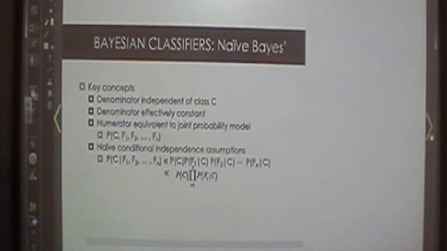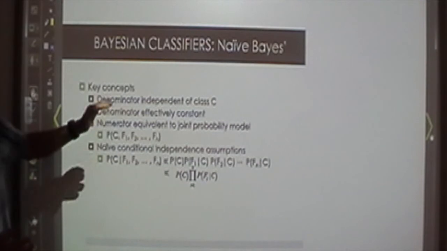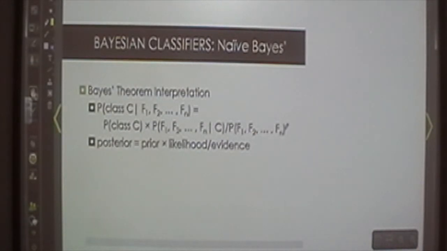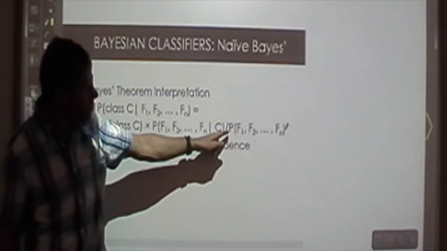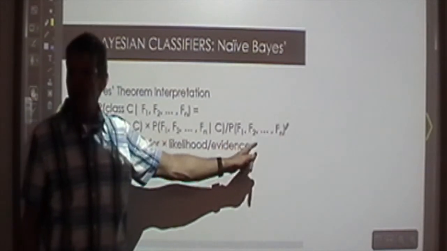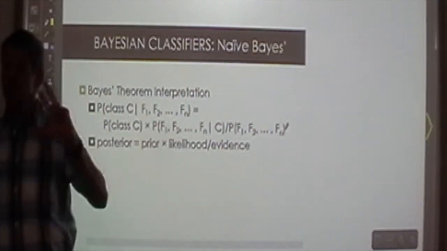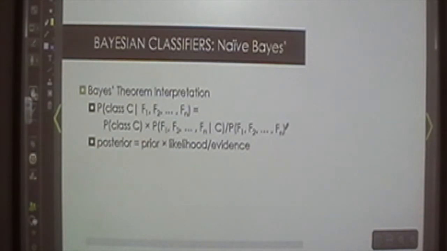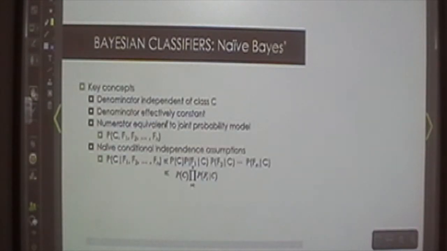So the key concepts here. If we go back, notice that the evidence is completely independent of the class. Notice this division on the bottom is the probability of obtaining feature one, feature two, up through the values for each of the features. There's no dependency there on the class that you're looking at. So in essence, that denominator is constant. We have the values we have for our sample, so it's fixed regardless of which class we're looking at.